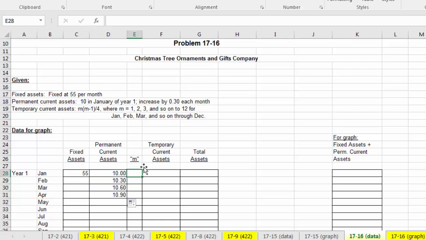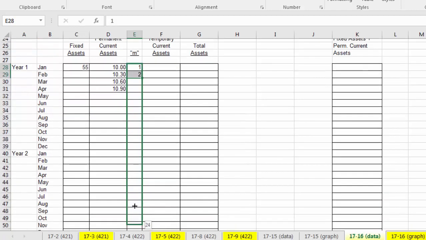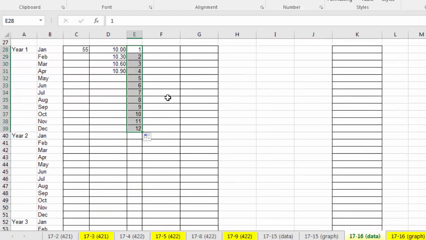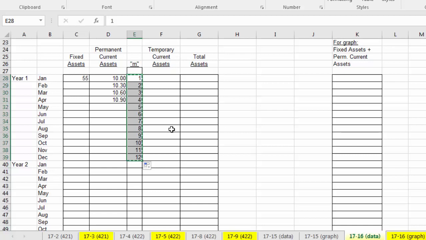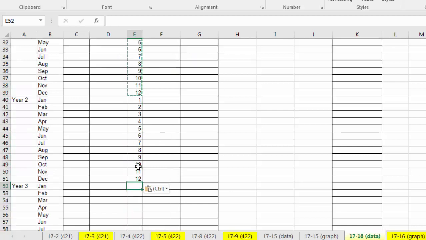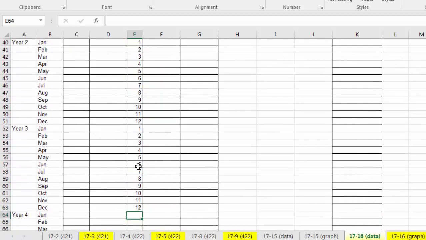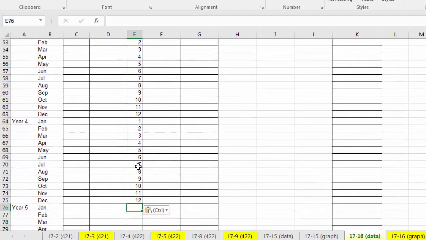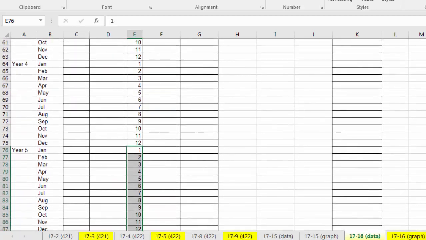And then we have an M, which is a factor that dictates the growth of temporary current assets. So M is just the month. So this is a monthly, kind of a progressive monthly factor. So that will go 1 to 12 for January to December. Probably the easiest way to do this would be to copy it and then just paste it, paste it, paste it, paste it. So we've got that 1 through 12 representing the month sequence.